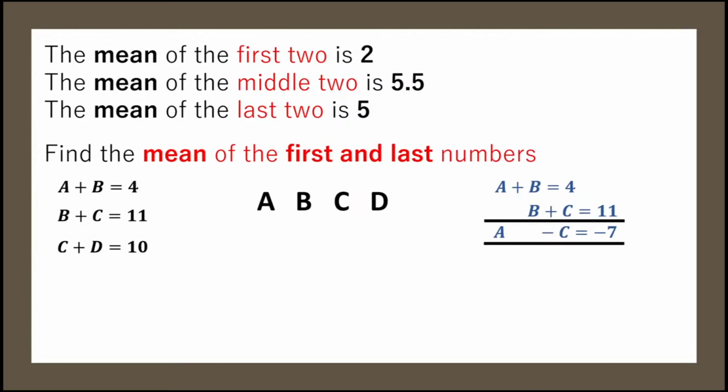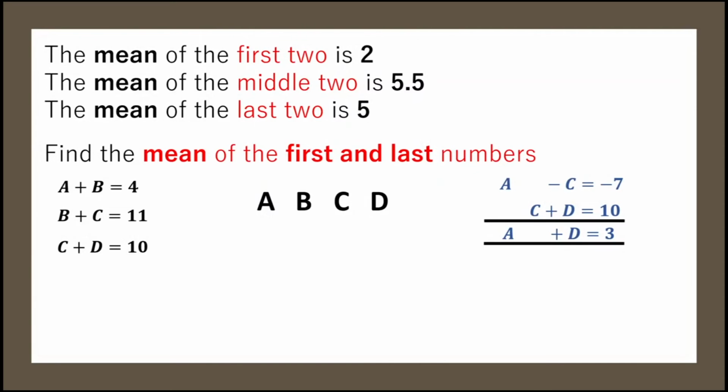Let's add on C plus D equals 10. If we add these together, I should be able to eliminate C. That will leave us with A plus D equals 3. So the sum of the first and the last number is 3.